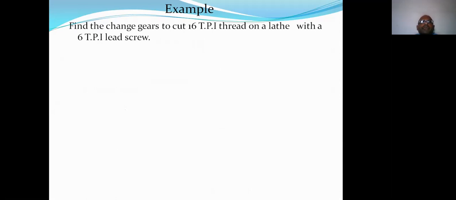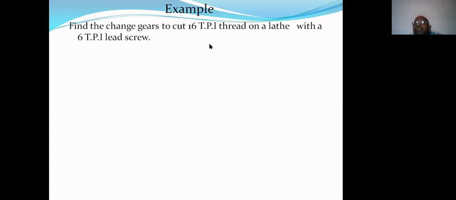In this one also, the problems are like this. Find the change gears to cut 16 TPI thread on a lathe with a 6 TPI lead screw. What is the meaning of 16 TPI? That means 16 teeth per inch. TPI means 16 teeth per inch.